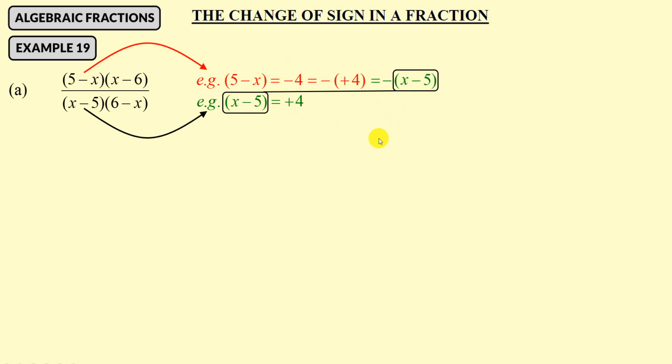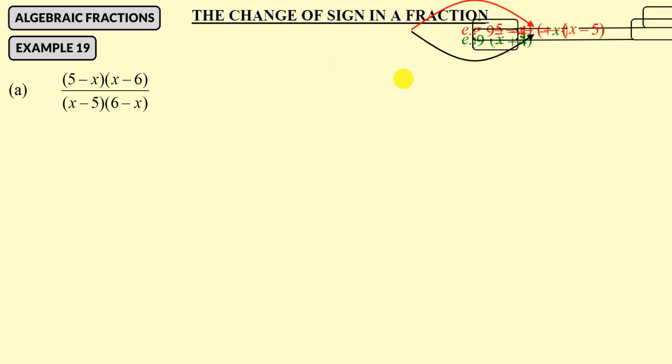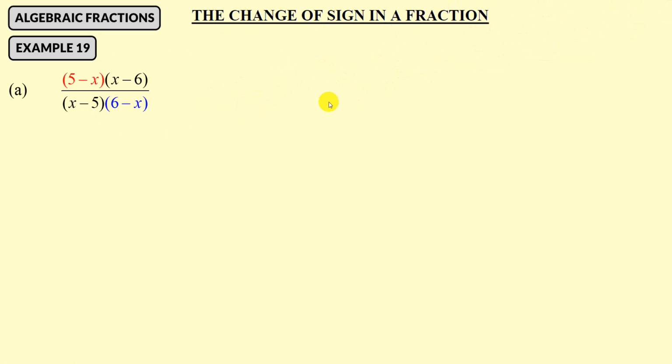Let's put the x's back. What we're saying is that 5 minus x is the same as negative of x minus 5. And there we have the comparison. Let's go into the question now. Taking 5 minus x, that's equal to negative of x minus 5. So let's put it in place of 5 minus x in the equation, in the fraction.